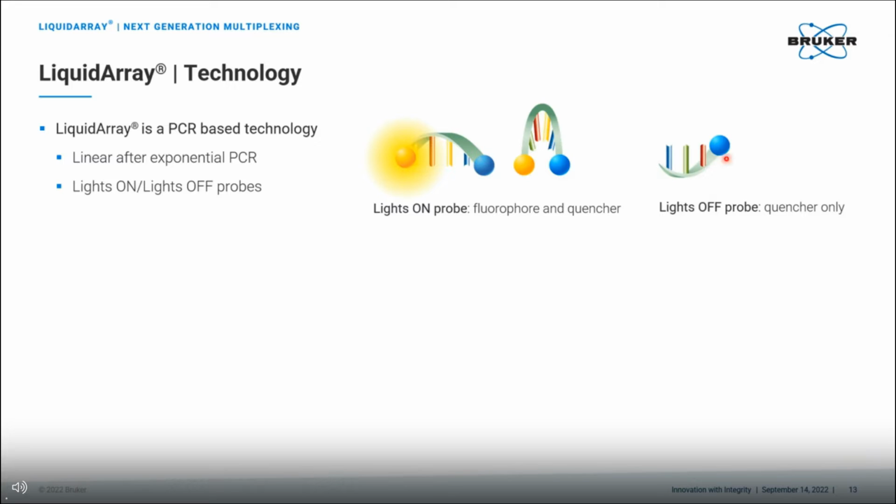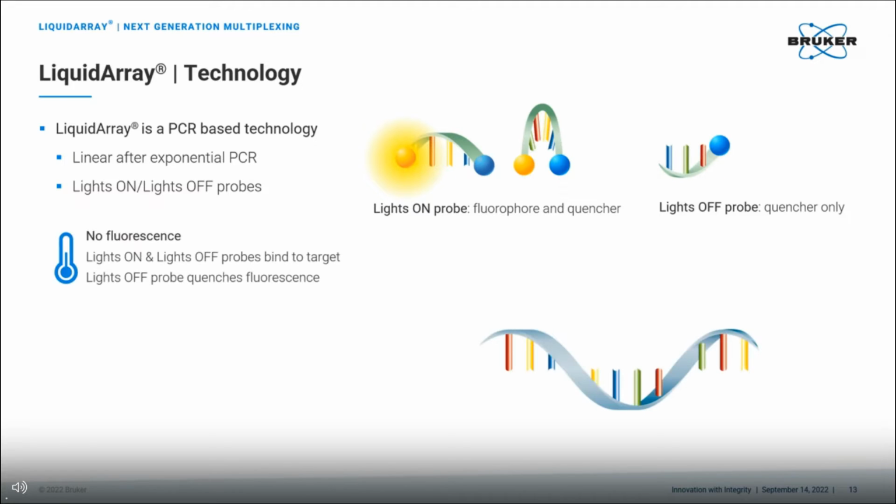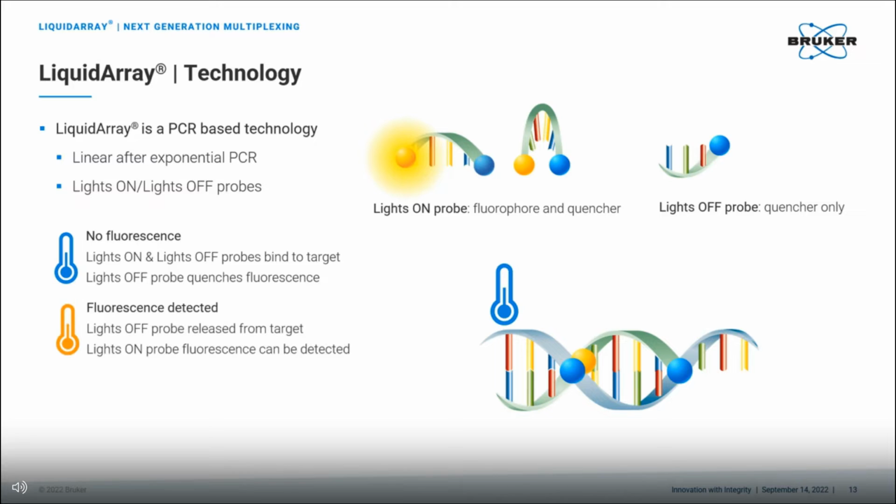Our lights off probe has a quencher only, and I'll show how this works in practice. At low temperature, we would expect no fluorescence with the lights on and lights off probes designed to bind to the target adjacent to one another. So the lights on probe is directly next to a lights off probe. The fluorescence is quenched, and so therefore no fluorescence is detected. As we increase the temperature, we expect fluorescence to be detected. The lights off probe is designed to be released from the target at a specific temperature. So when this happens, of course, we can then see fluorescence from the lights on probe.